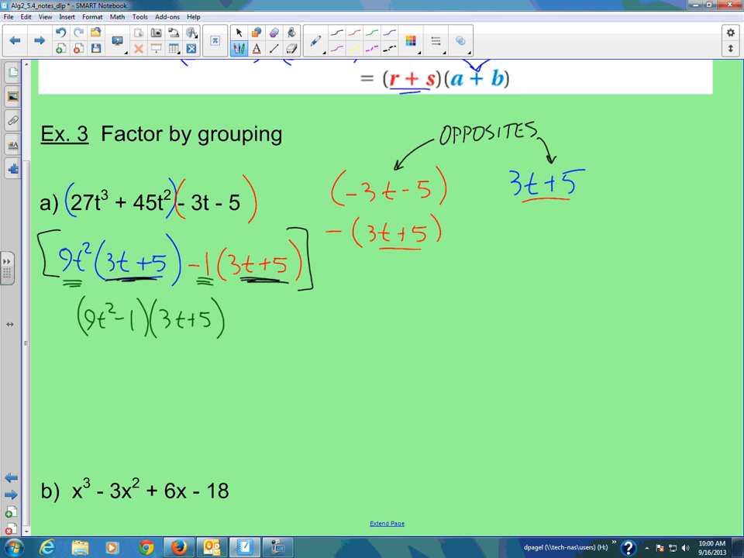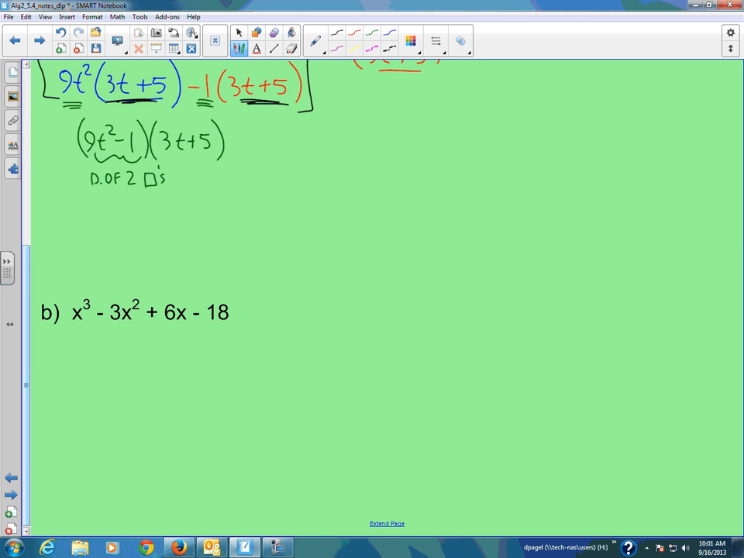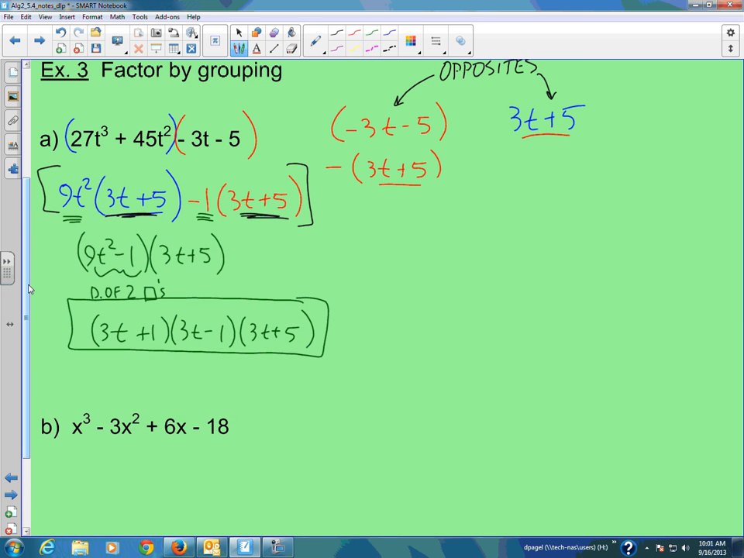Because that's my GCF of those two binomial, single monomial products right there. And then, not all the time, but in this case, this is a difference of two squares. And that means we're able to factor that. And that becomes negative, or 3t plus 1, and a 3t minus 1, and a 3t plus 5. And now finally we get down to our factored form of that first factor by grouping problem.